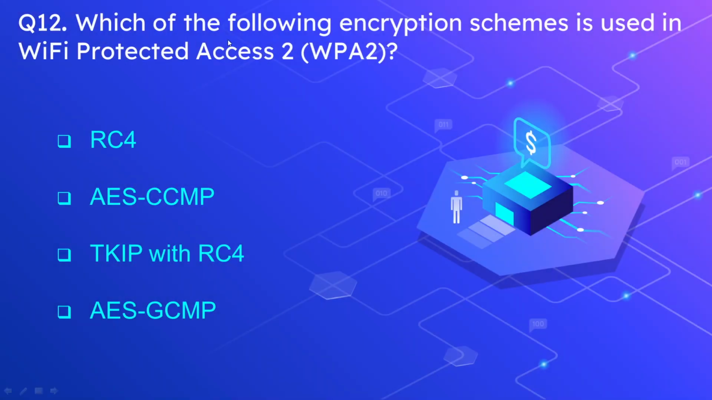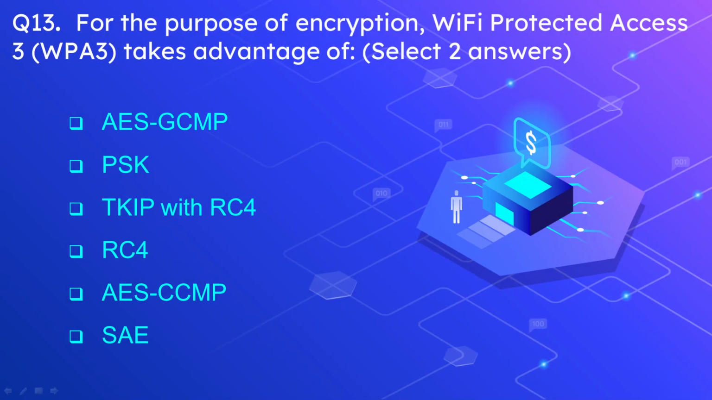Question number 12 is which of the following encryption schemes is used in Wi-Fi Protected Access 2 or WPA2, and the options are RC4, AES-CCMP, TKIP with RC4, or AES-GCMP, and the correct option is AES-CCMP.